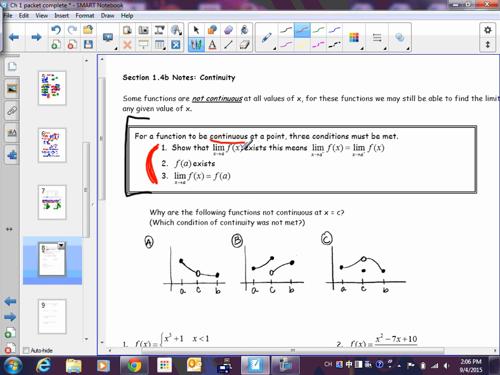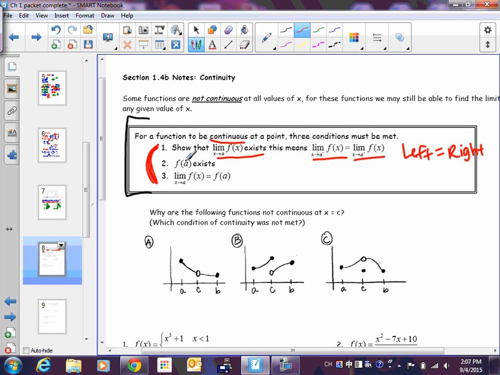So the first thing we have to show is that the limit exists at that particular point. If we have two sides, we have to show that the left side equals the right side. We just practiced left and right-sided limits, so this is something we're going to continue to practice today, but that's why we did that before this lesson.